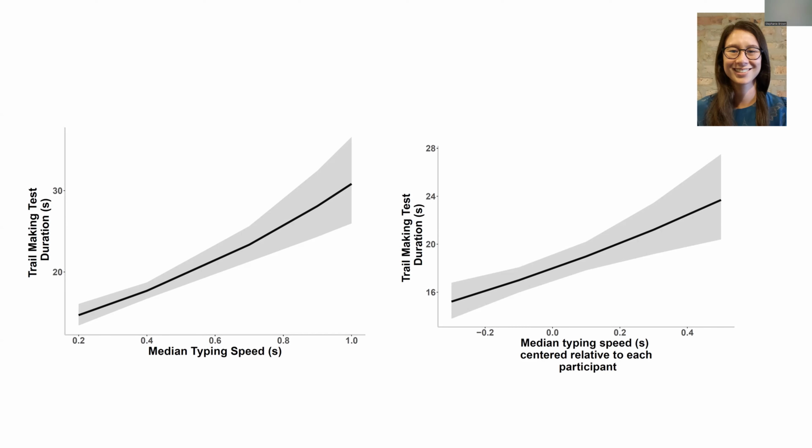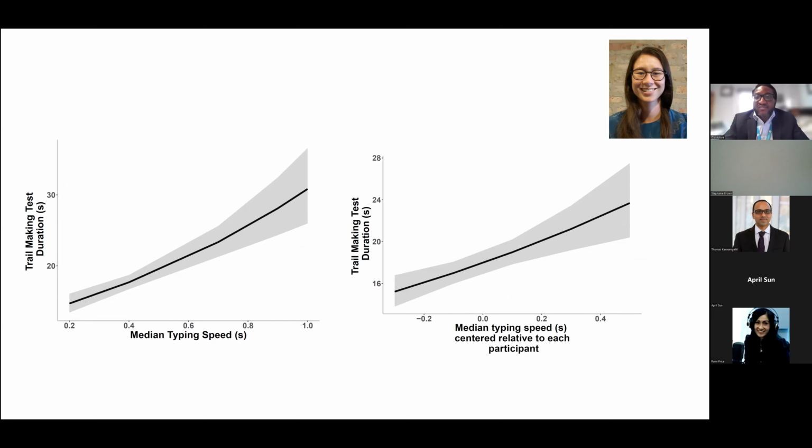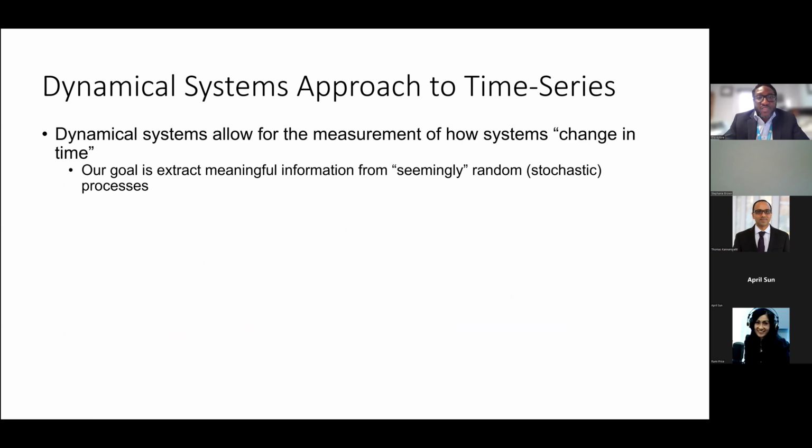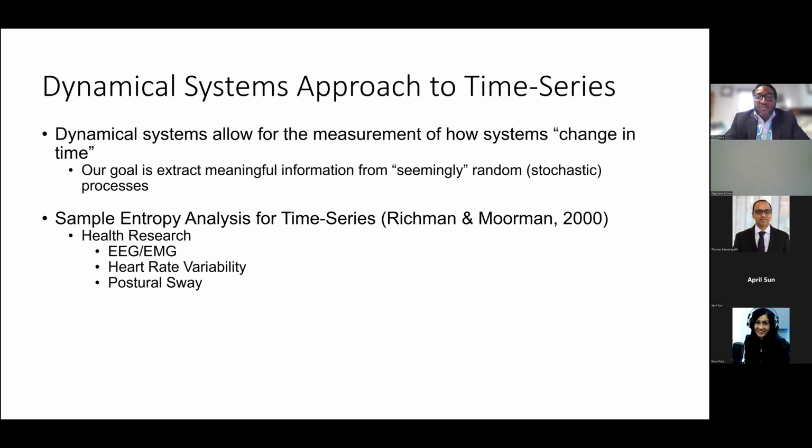So not only do we see this association between psychomotor processing speed and typing speed between individuals, but we also saw it within individuals. We've also taken a time series approach to the typing data. And so that way we can use a dynamical systems approach, which has been used in a number of other types of studies, looking at EEG data, looking at heart rate variability, where we can look at the entropy or the regularity of the time series data.